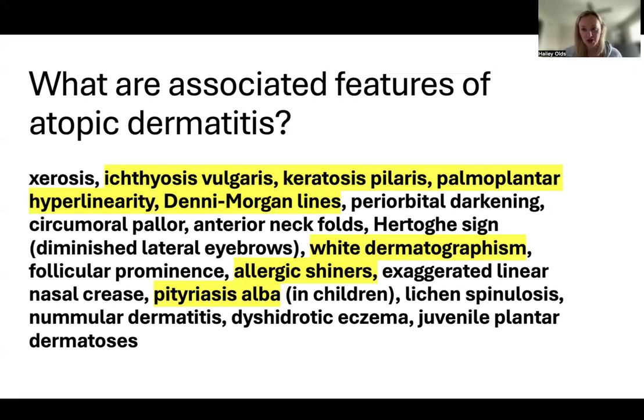Allergic shiners, which are the dark under eye circles that are puffy. Pityriasis alba, which is hypopigmentation in the sites where there was eczema. Also, dyshidrotic eczema, which is on the hands and feet, and we'll talk about later. Juvenile plantar dermatosis, nummular dermatitis. There's so many, but it's important to know that these things can be associated with atopic dermatitis.